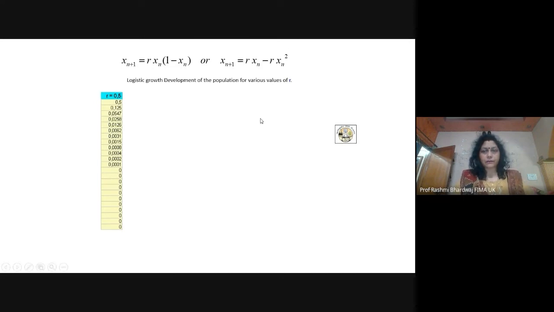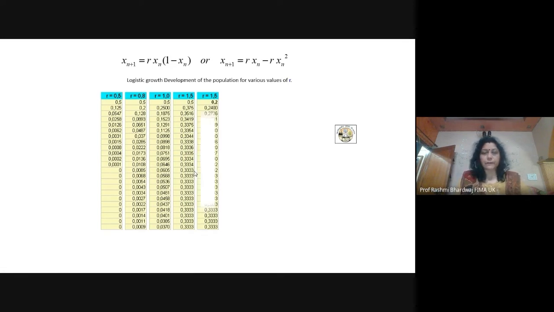And as you are changing x0 or xn values, you are getting a different type of trajectory. Now suppose I start with r as 0.5 and x0 as 0.5. So you see that after some iteration, this behavior is going towards zero. If we take this as a population model, then after some time this population becomes extinct. If I take r equal to 0.8 with the initial value 0.5, then again after some more time, it also goes extinct.